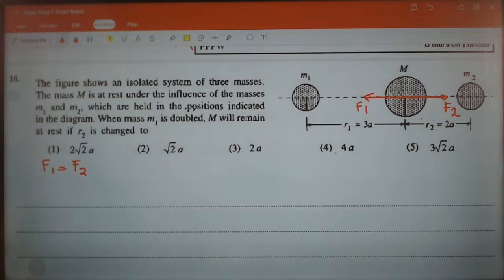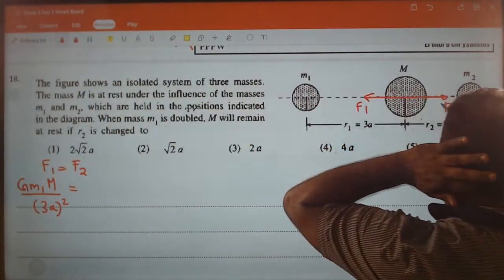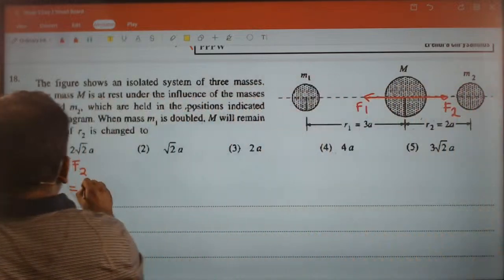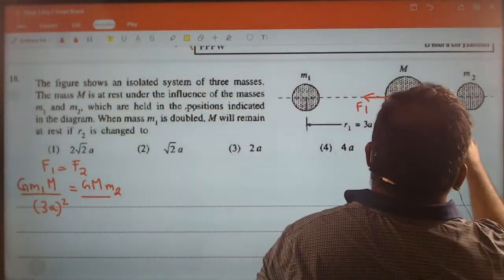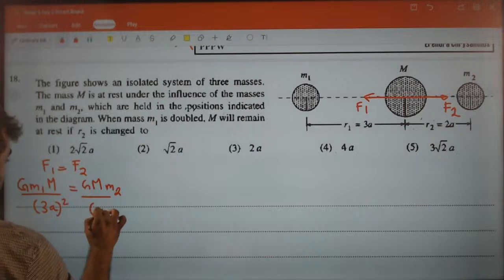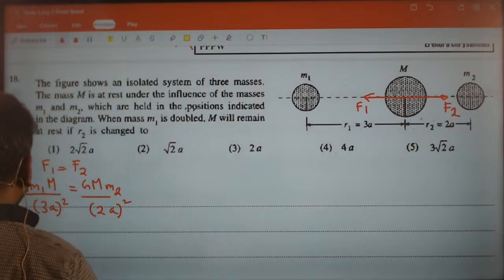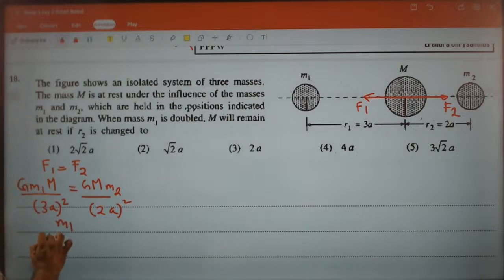Write the equation. F1 is capital G M1 M divided by R1 squared, R1 is equal to 3A, squared. What is F2 here? Capital G M M2 divided by the distance between these two masses, 2A, squared. Simplify this carefully. M1 divided by M2 is equal to 9 divided by 4. Keep it like that.